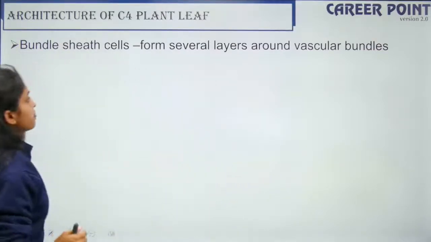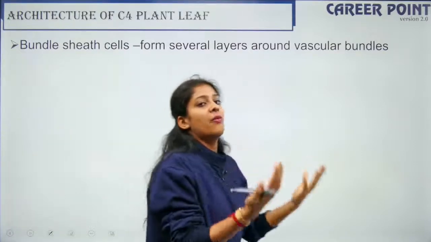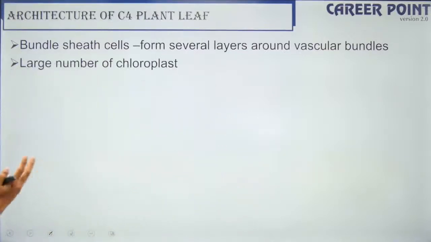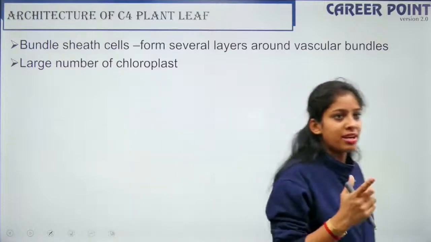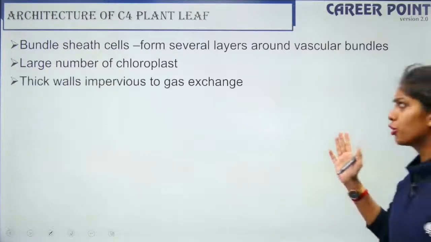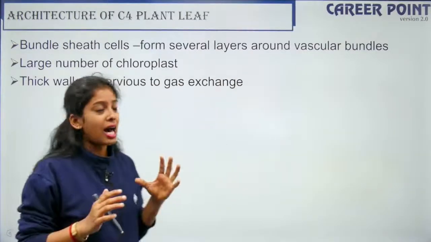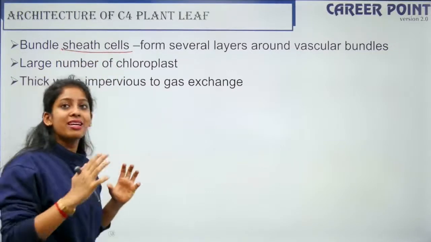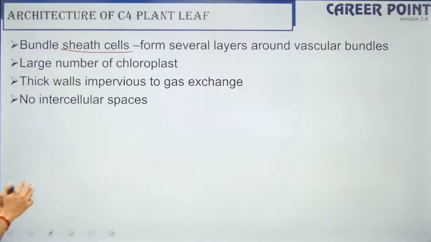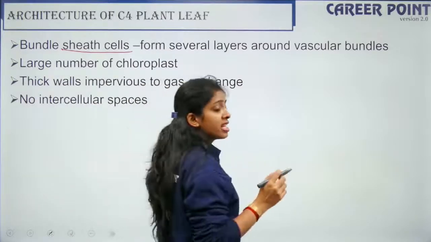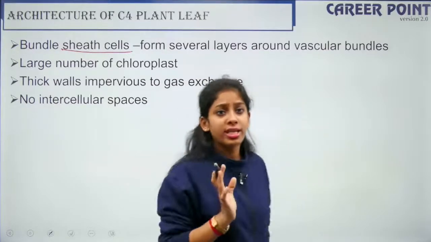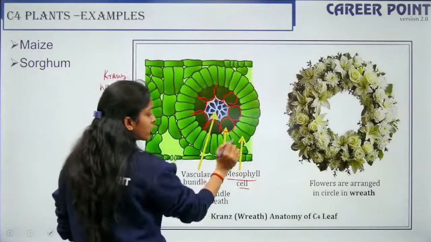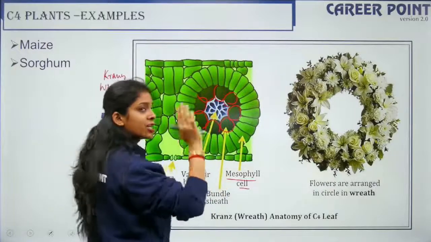Alright. So these bundle sheath cells form several layers around the vascular bundle. They are not one layer, but many layers thick. So you have a large number of chloroplasts here, because it is several layers thick, so it can accommodate large layers of chloroplast. These walls are impervious to gaseous exchange. The bundle sheath walls do not allow easy gas exchange to happen. So there are no intercellular spaces. If you have seen the figure, they are very, very closely arranged. There is no intercellular space, right? So if you look here again, there is no gap, right? Everything is arranged compactly. And within this space, there is no gas exchange.